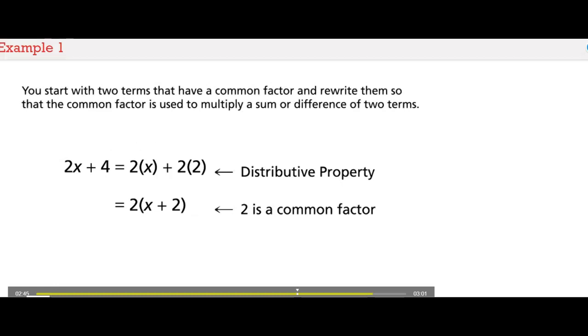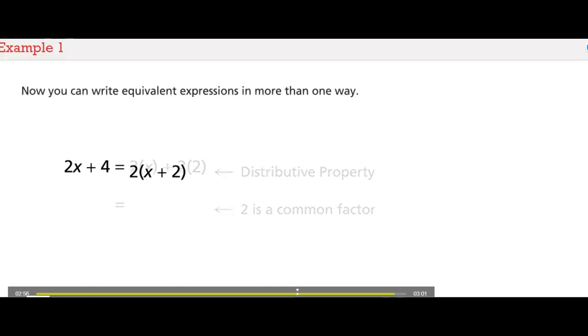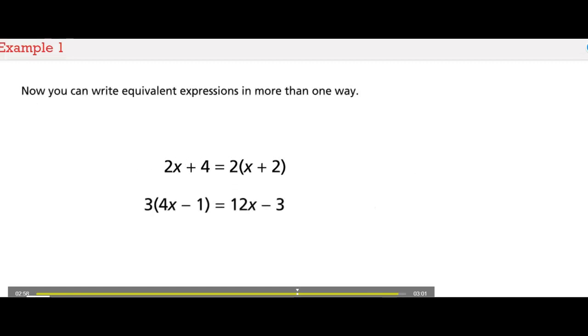You start with 2 terms that have a common factor and rewrite them so that the common factor is used to multiply a sum or difference of 2 terms. Now you can write equivalent expressions in more than one way.